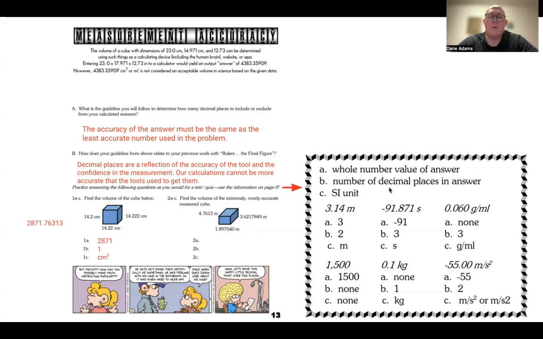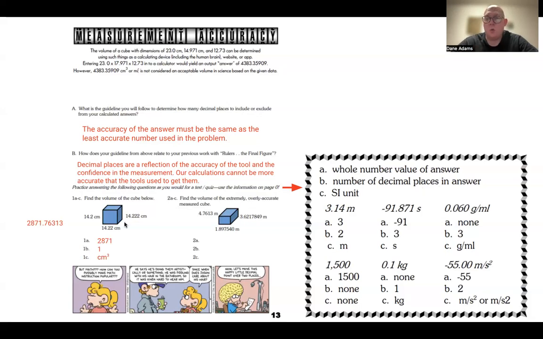Part B says the number of decimal places that you have in your answer. Now, that doesn't mean how many decimal places did the calculator tell you. It means how many can you actually have? How many are you allowed to have? And remember, the rule says that we must be as accurate as the least accurate number used in the problem. This problem had 3 numbers. This one over here is the least accurate with 1 decimal place. And so for 1B, I'm just going to say 1, meaning 1 decimal place is the number that I'm allowed to have.